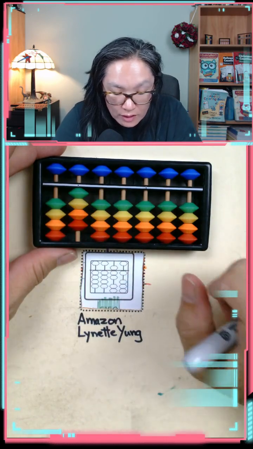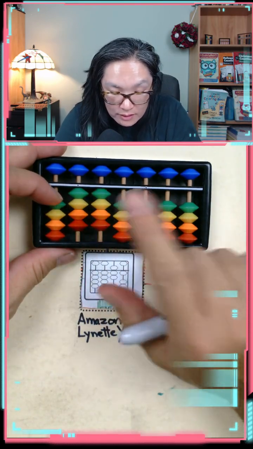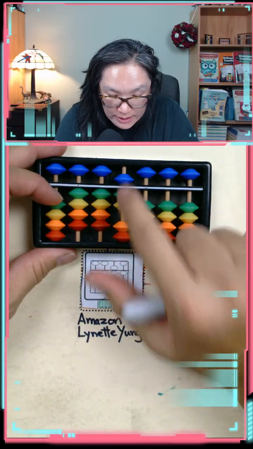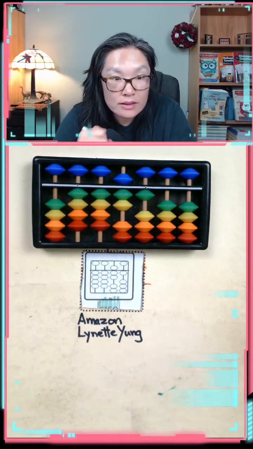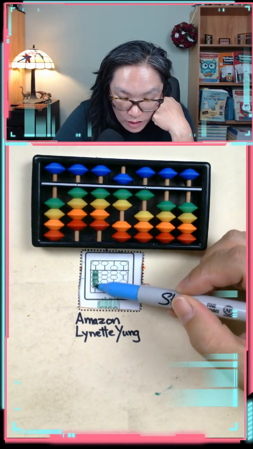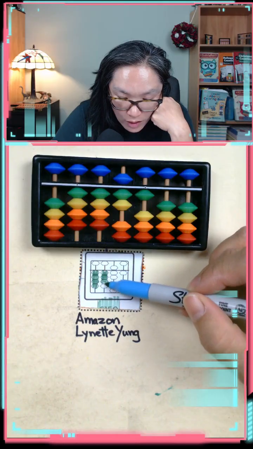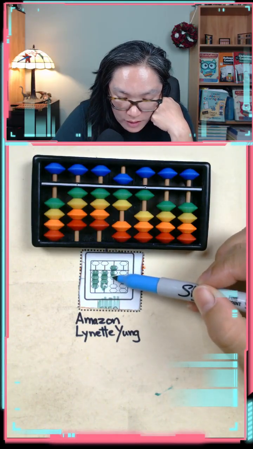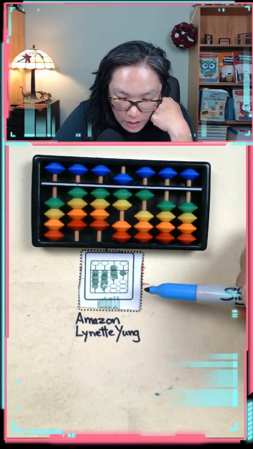And then we have our next number. We have our thousands, hundreds, tens, and ones. So we're going to count. We do 4, 4, 7, 1. There we are.